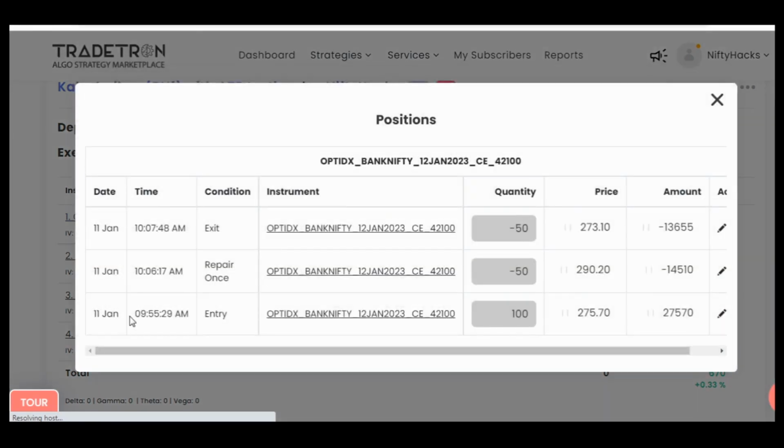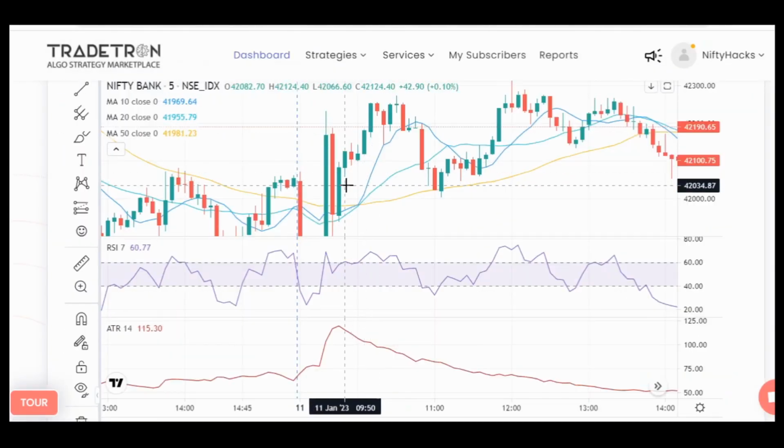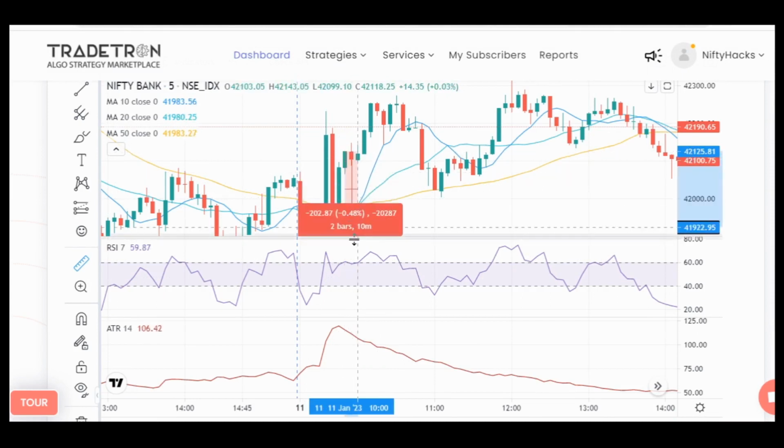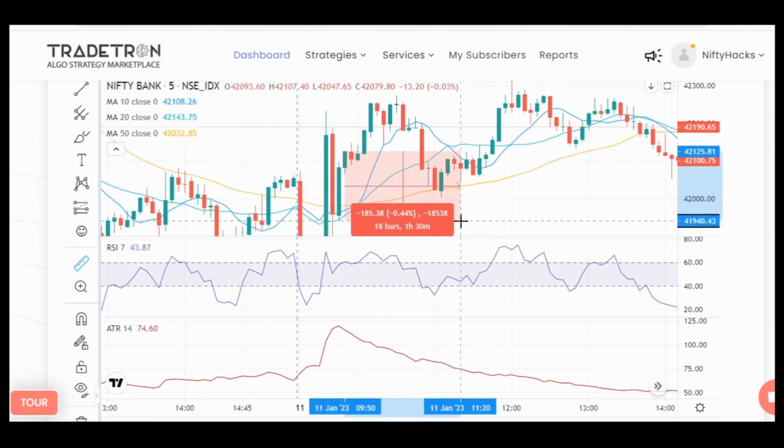So let's check the modified version entry also. It took entry at 9:55 and the same exit in that also. So we need to check the ATR condition at 9:55. So this was your initial SL, right? Okay.